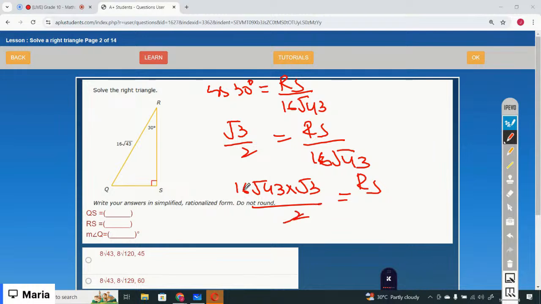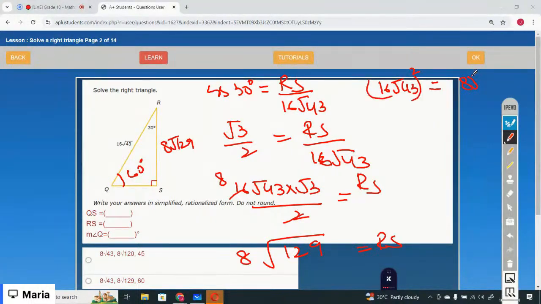So 2 times 8 is 16, and 3 times 43 is 129. That is 8 square root 129 is RS, right? Now we have RS, you can use the Pythagorean theorem and find the third side, right? The missing angle is 60. So let's use the Pythagorean theorem: 16 square root 43 squared equals 8 square root 129 squared plus the missing side squared.